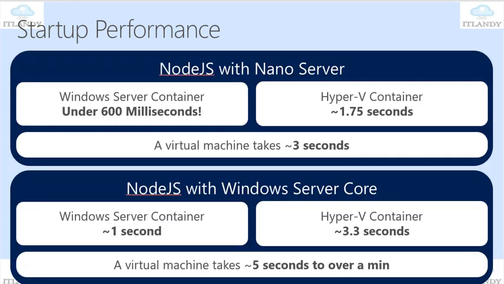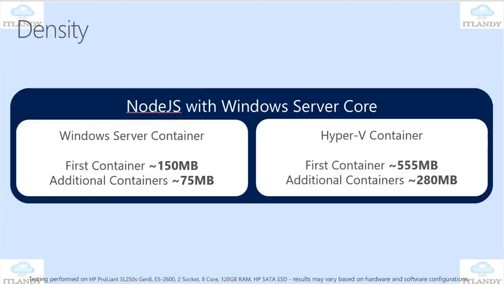Now comparison between server core and nano server, which is the lightweight: we have Windows Server container 600 milliseconds, under hypervisor 1.7 seconds, virtual machine 3 seconds. So you can see the difference, and the reason why is because the nano is very lightweight. You only install what you need. Hence, this is the beauty of having a container.